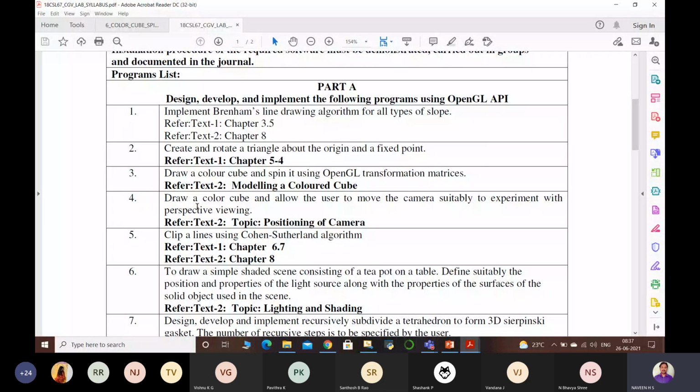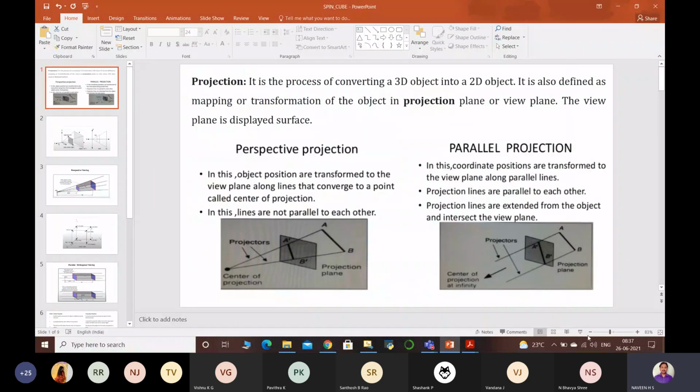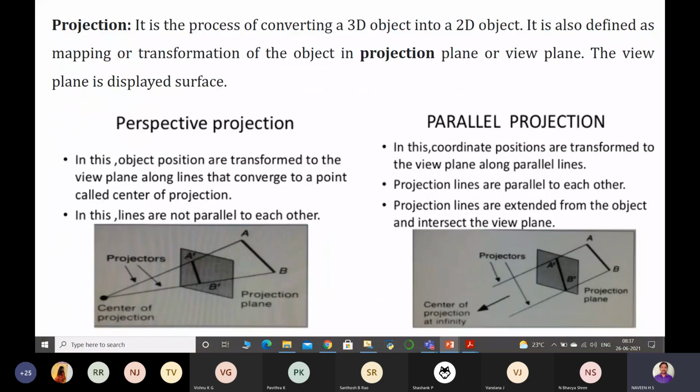Before moving to this program, we need to understand what we mean by projection, what these two types of projection are, and what conditions we take in these two projections. So we'll understand some basic theory concepts and come back to the program. This is the intention of the program. So let's go to projection. What do you mean by projection?